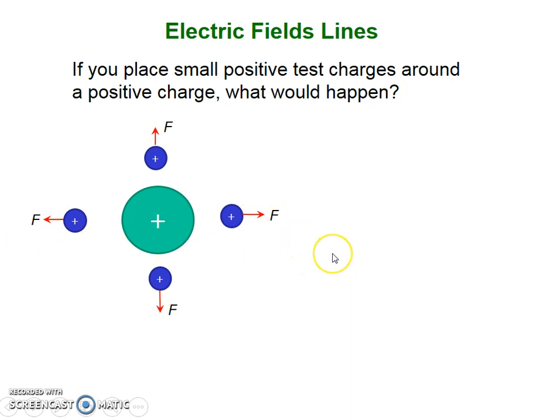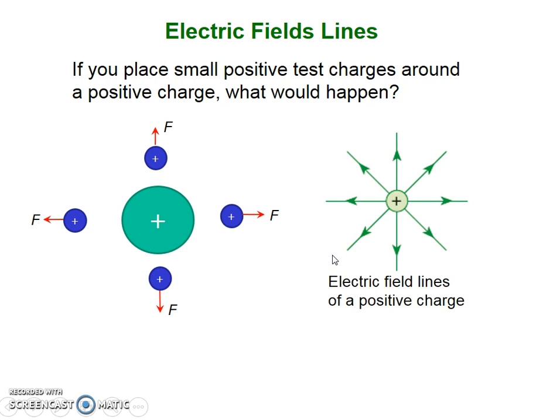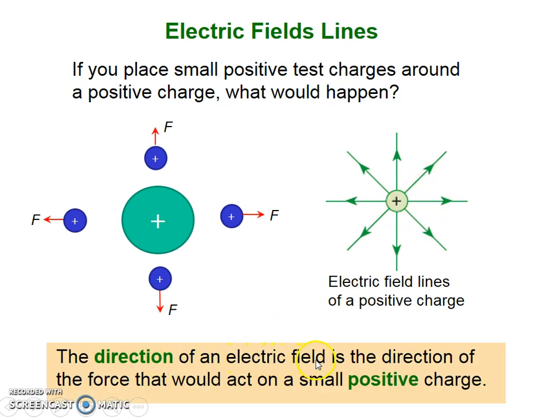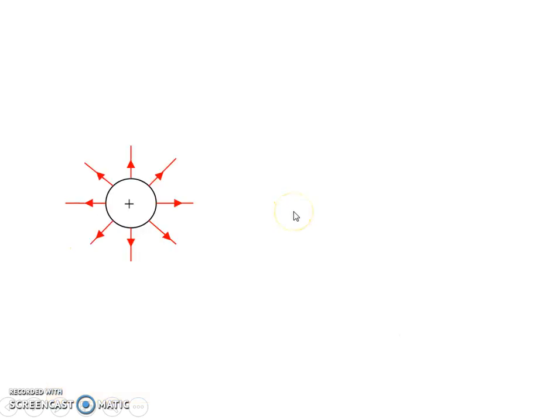So this actually forms the basis of electric field lines. For the electric field lines of a positive charge, if I place small positive charges around it, they will be repelled. That's basically the direction of the electric field lines. In other words, the direction of an electric field is the direction of force that would act on a small positive charge, all these small ones here. Just to recap, if I have a positive charge and place positive charges around, they will be repelled. So that's why electric field lines of a positive charge go out of the positive charge.